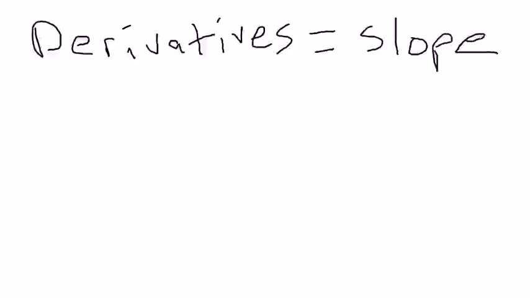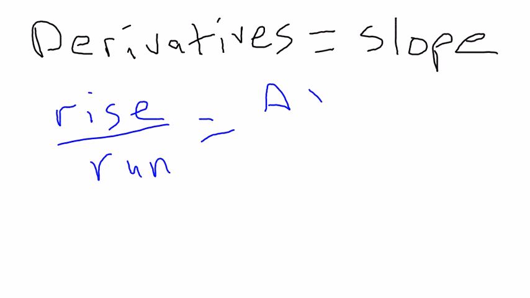A lot of times in calculus, people get confused and are intimidated by the terminology and the big words that they use. But basically, when it comes down to it, derivatives are slope. They're the slope of a curve at a specific point. In Algebra 1, we learned that slope is rise over run, or change in y over change in x.